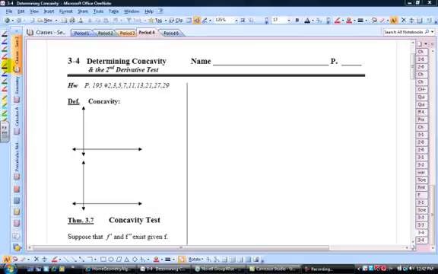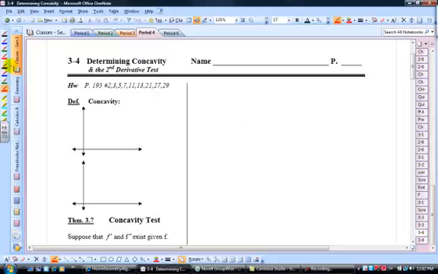This is Mr. Ainsworth. We're going to get into Chapter 3, Section 4, and we're going to be talking about concavity specifically here, and we're also going to be working with what's called the second derivative test and show you how to apply it. So, first what we want to do is define concavity graphically and also specifically what it's all about.